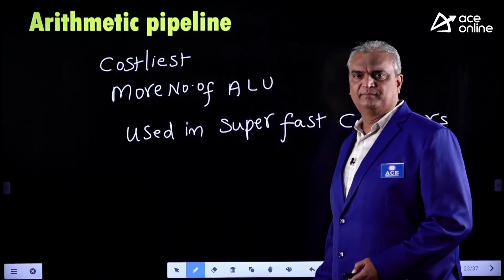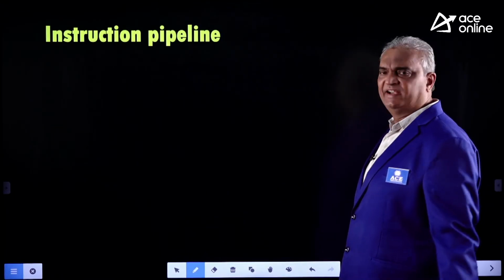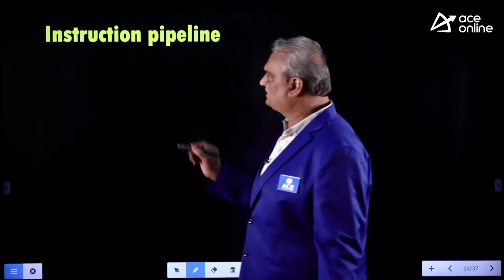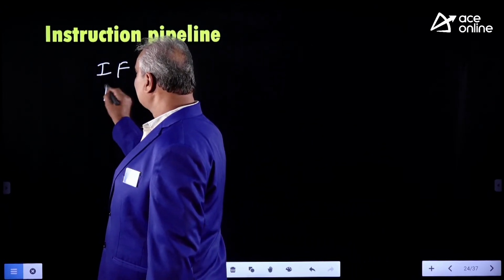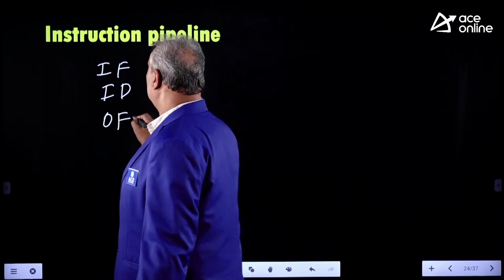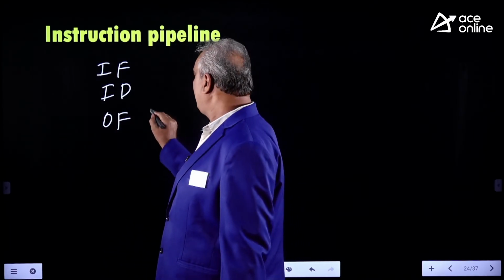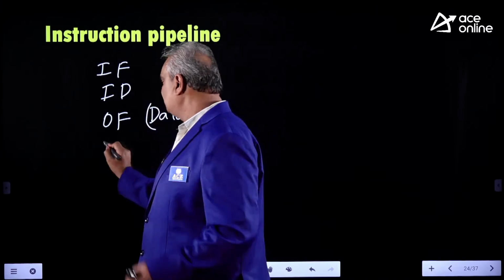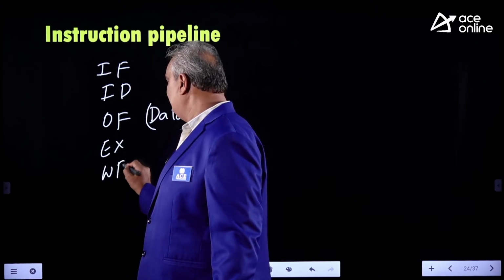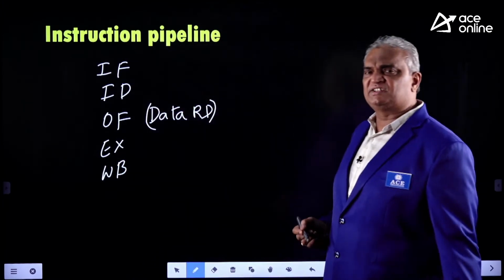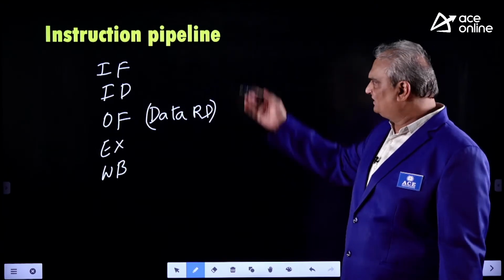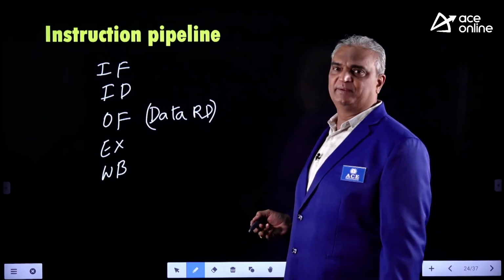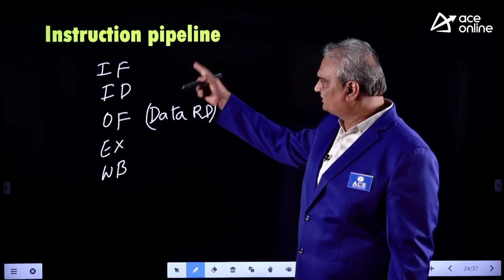In instruction pipeline, the instruction cycle is divided into sub-operations. Those are instruction fetch, instruction decode, operand fetch, which is also known as data reading, next, perform operation, also known as execute, next, write back. Here the entire instruction cycle is divided into a number of sub-operations like this. It is not as costly as arithmetical pipeline. That's why most general purpose systems are designed with this one.